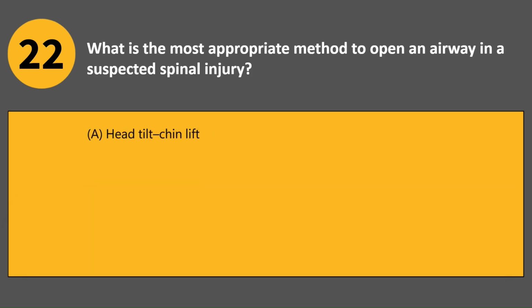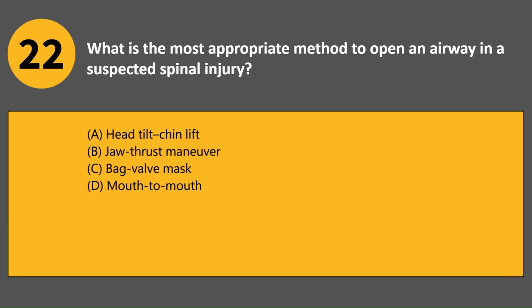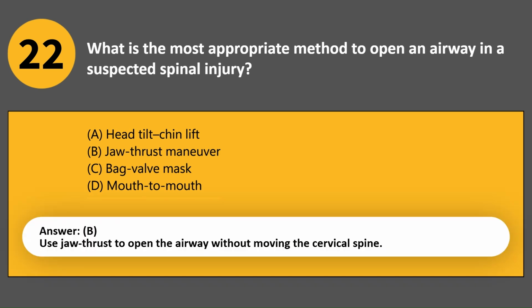What is the most appropriate method to open an airway in a suspected spinal injury? A. Head tilt, chin lift. B. Jaw thrust maneuver. C. Bag valve mask. D. Mouth to mouth. Answer: B. Use jaw thrust to open the airway without moving the cervical spine.